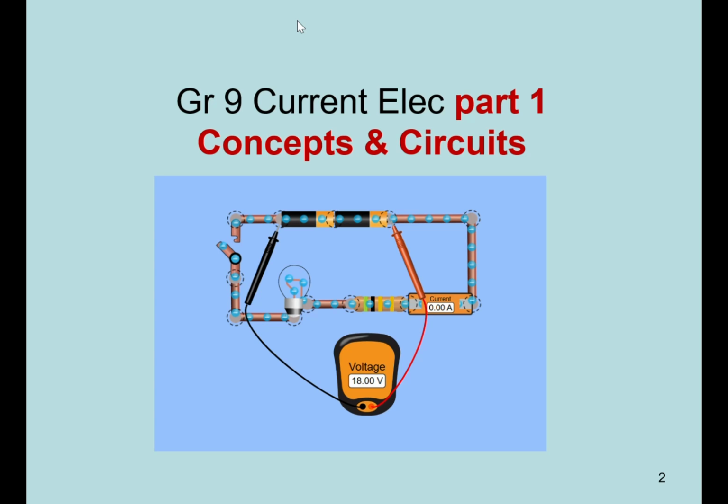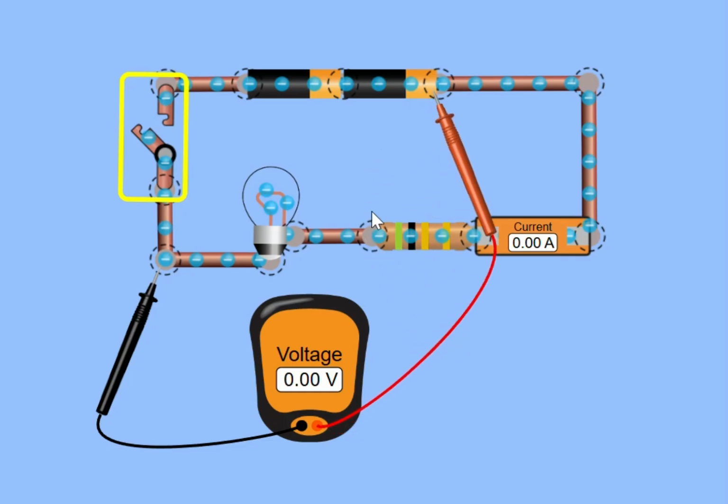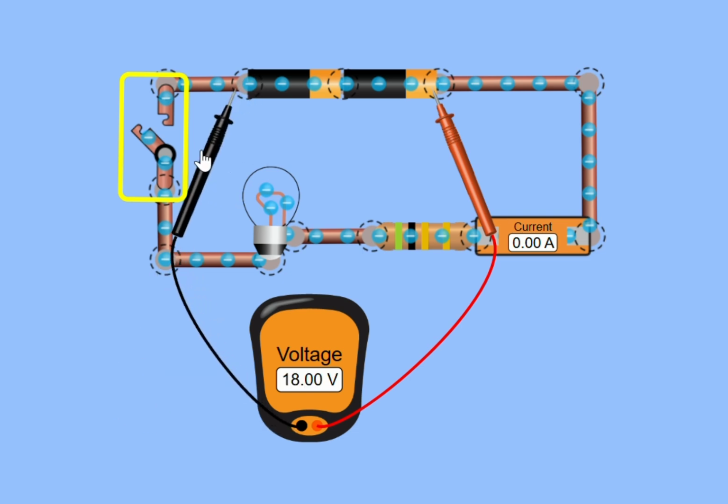Grade 9 Current Electricity. Part 1. The Concepts and Circuits. So what's happening in a circuit?